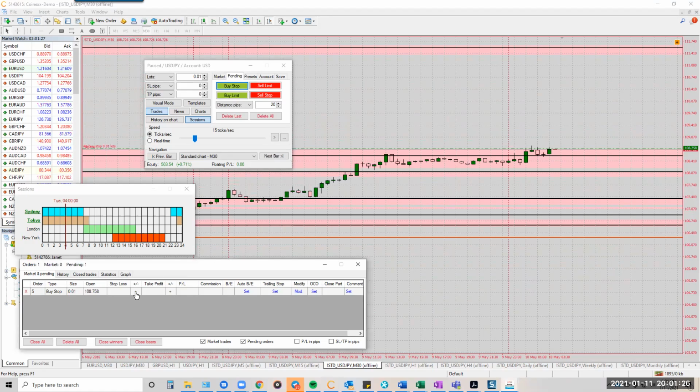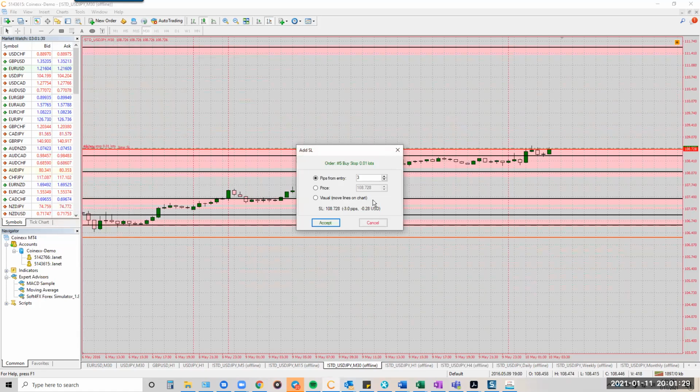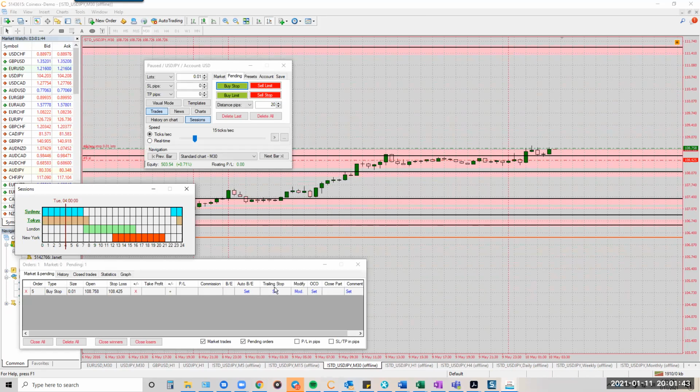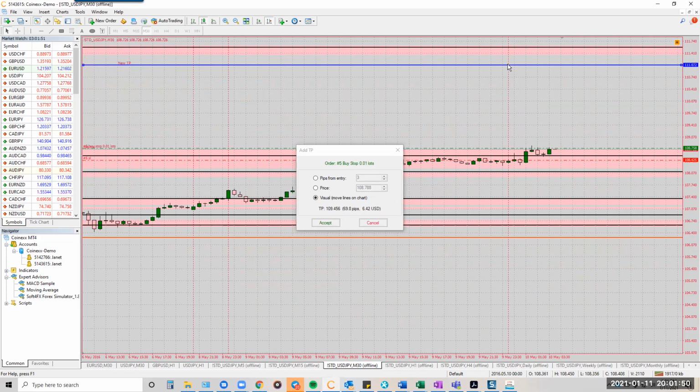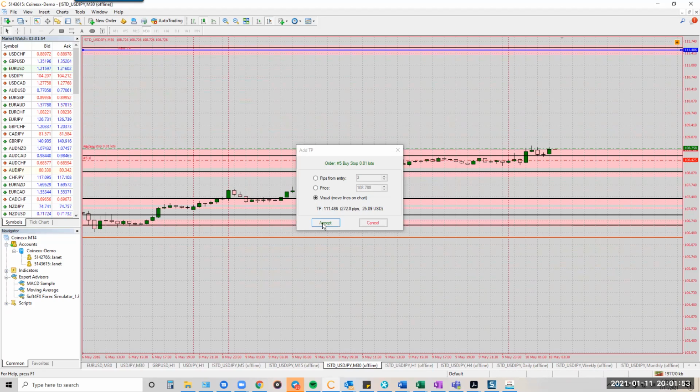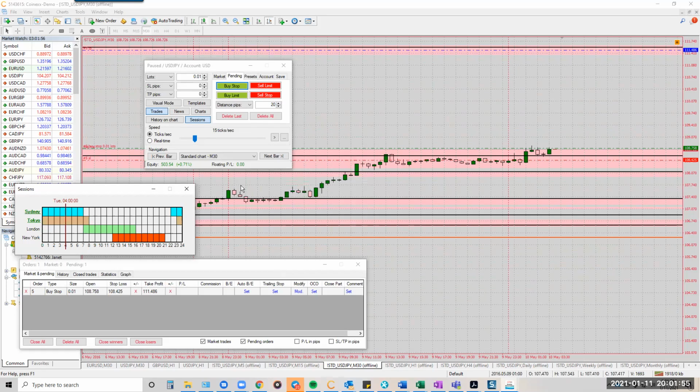Let's do a stop loss below that wick. I'm going to come down just to give myself a little bit. That's a lot of pips, but I'm going to come down just to give myself some room. I'm going to accept it. Let's go and do the take profit, which is going to be all the way up here because I do not see a zone in between. I'm going to put that there. I'm going to accept it. And let's go ahead and roll this to see what we get.